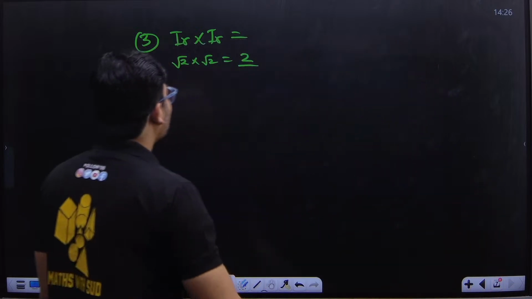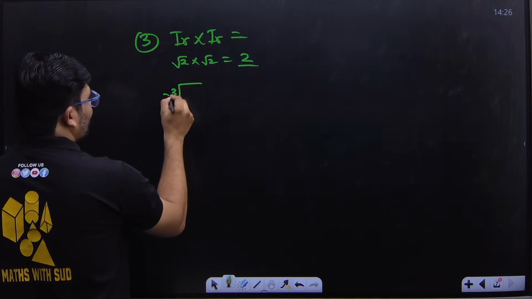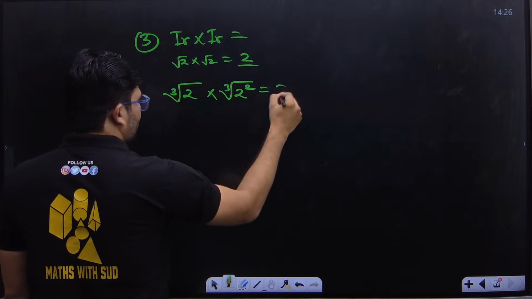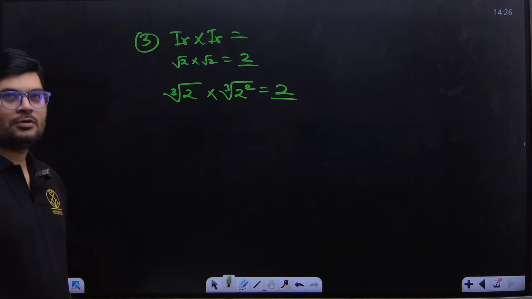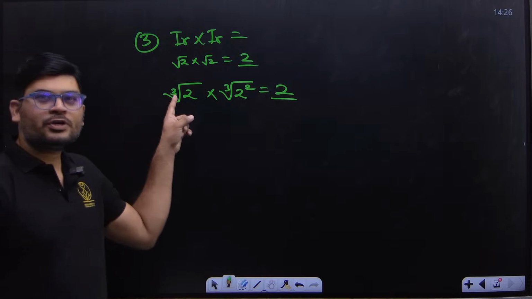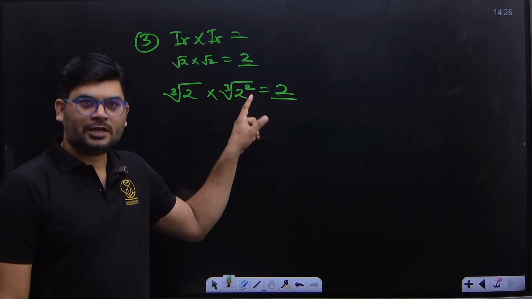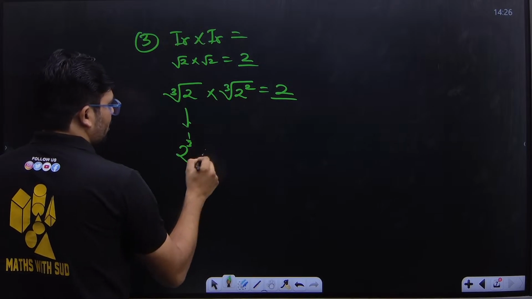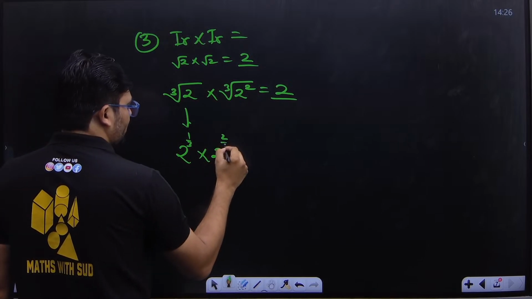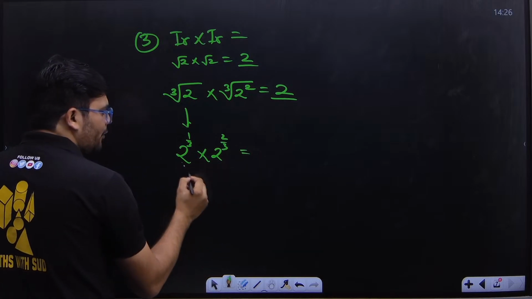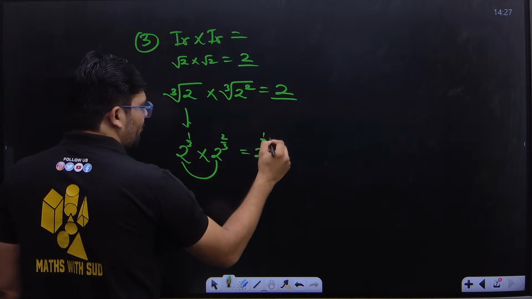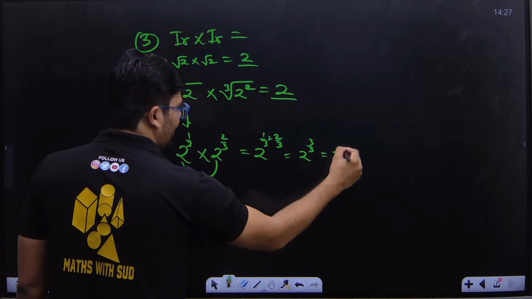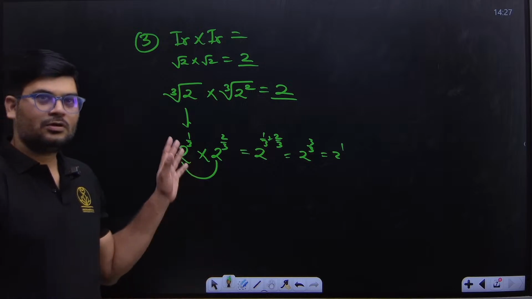Okay, so you can get rational. In fact, cube root of 2 into cube root of 2 square is also 2. This means 2 is multiplied how many times? 1 plus 2, law of exponent. This is 2 to the power 1 by 3, and this is 2 to the power 2 by 3. According to the law of exponent, if you have the same base, the powers get added up. So when the powers are added, you get 3 by 3, that is 2. Are you getting it?